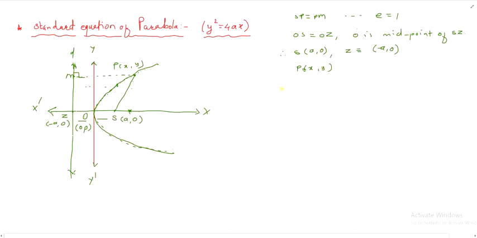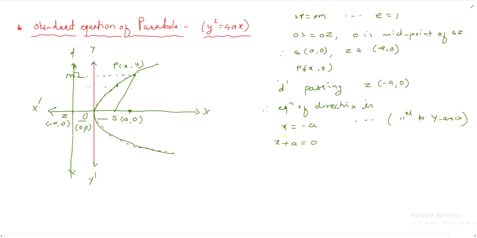Now since the directrix D is passing through the point Z, (minus a, 0), and it is parallel to the y axis, the equation of the directrix is x is equal to minus a, since it is parallel to the y axis. The standard form is x is equal to h. Therefore, x is equal to minus a. That is, the equation of the directrix is x plus a is equal to 0. This is the equation of the directrix.